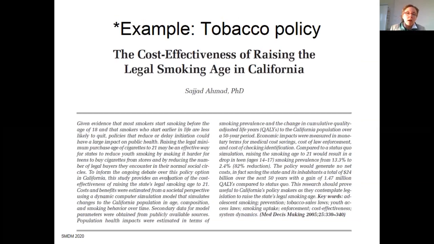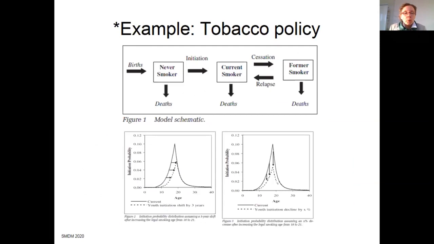This is one example, and of course there are other examples where they apply system dynamics, not necessarily in infectious diseases. Here, one of my star slides, it is the evaluation of tobacco policies, a cost effectiveness analysis of raising the legal smoking age in California. I just quickly would like to show you the picture of the model. Here now, the stocks that they defined are the people that were never smokers, current smokers, and former smokers. People are born into the never smokers, and then they could start smoking. And then also they could quit smoking.